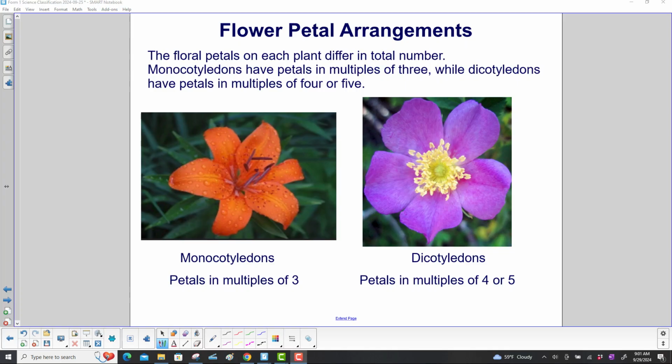The floral petals on each plant differ in total number. Monocotyledons have petals in multiples of 3, while dicotyledons have petals in multiples of 4 or 5. So for the monocotyledon, let's see, 1, 2, 3, 4, 5, 6. That's a multiple of 3. Dicotyledons, 1, 2, 3, 4, 5. Well, that's a multiple of 5 there.